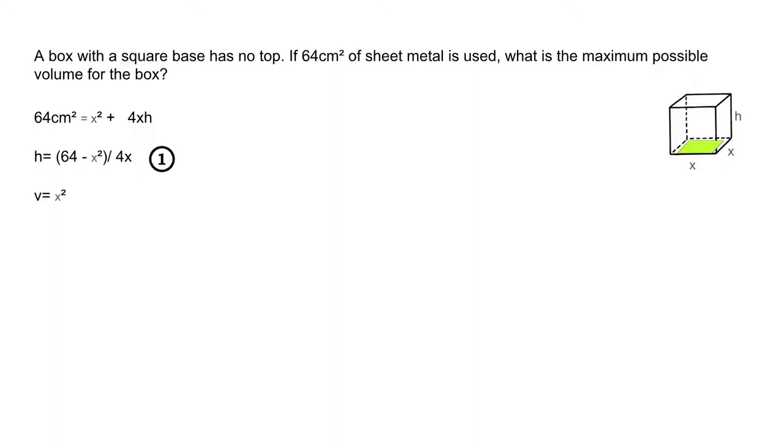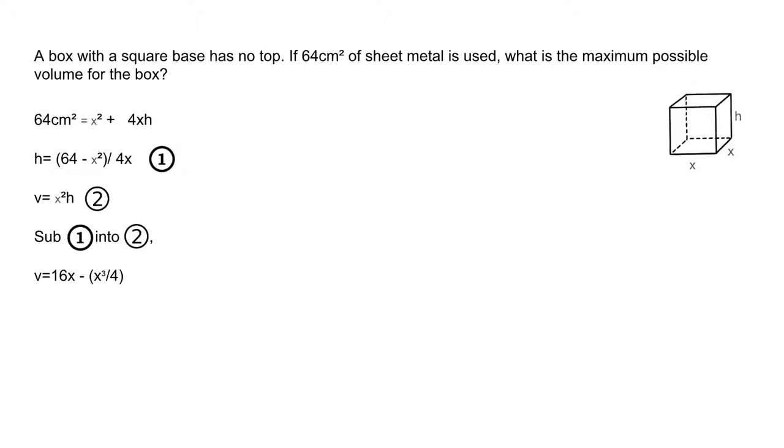Next, we take the volume, which is V, equals x squared times h. By substituting 1 into 2, we can get volume, which equals 16x minus x cubed divided by 4. We have to find the first and second derivative. The first derivative is to get the absolute extrema to find the maximum value of the function we want to optimize. The second derivative is to help us identify the optimal value of a function.